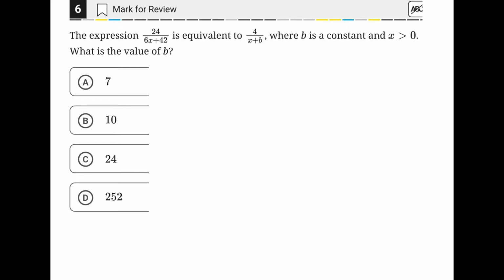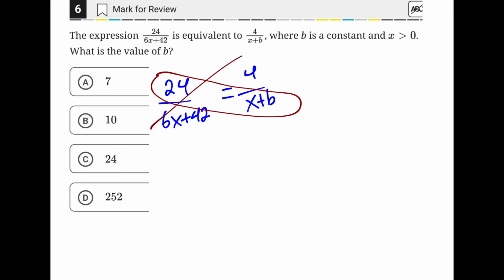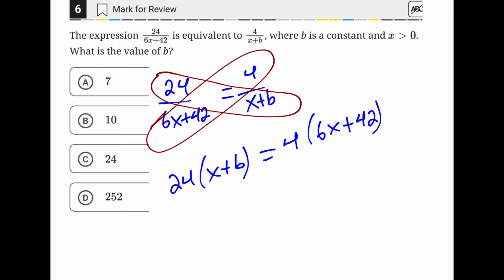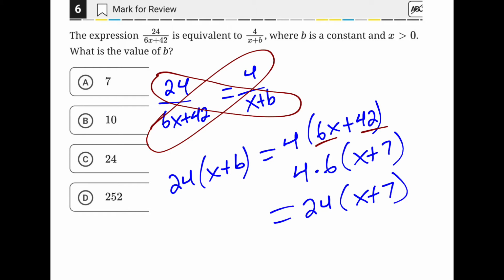Number 6, we can cross multiply. So we set up our two fractions like this, and you multiply the top of the left and the bottom of the right. You set that equal to 4 times the quantity 6x plus 42, which looks like this. Notice you can factor a 6 out, so this becomes 4 times 6 times x plus 7. You divide both of these by 6. And now on the right we have 24 times x plus 7 is equal to 24 times x plus b. So what is b equal to? b is equal to 7.